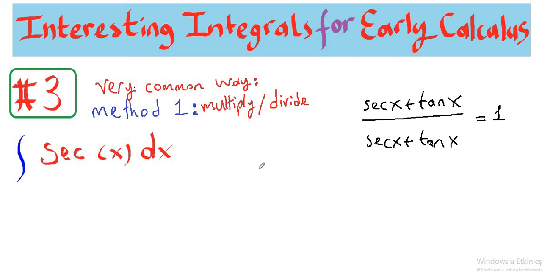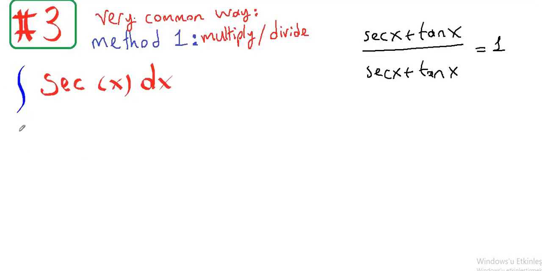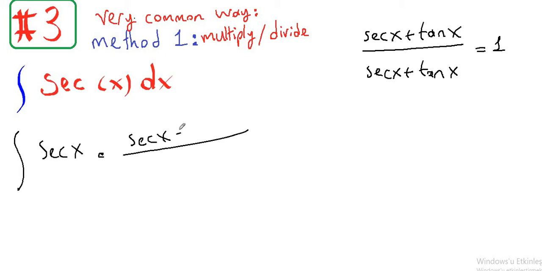In the first method, we're going to multiply our integral with secant x plus tangent x, and we're going to divide with the same expression. So anything divided by itself is 1, so we're not changing the integrand, we're just reorganizing. So our first step is to multiply secant x by secant x plus tangent x over secant x plus tangent x.